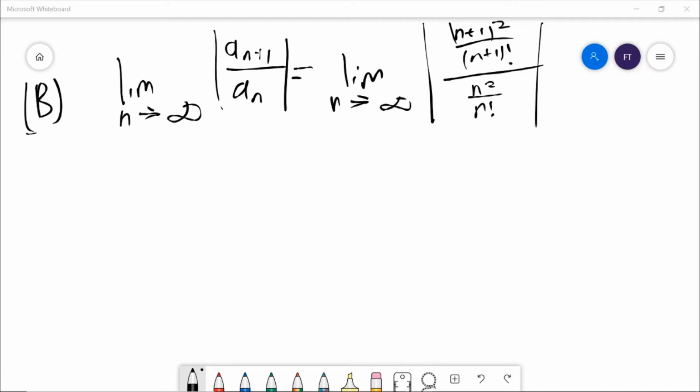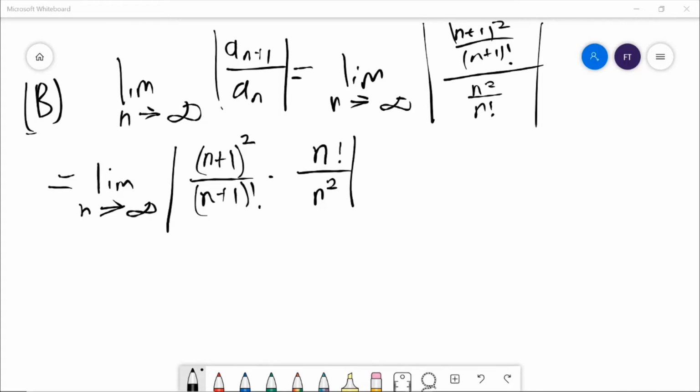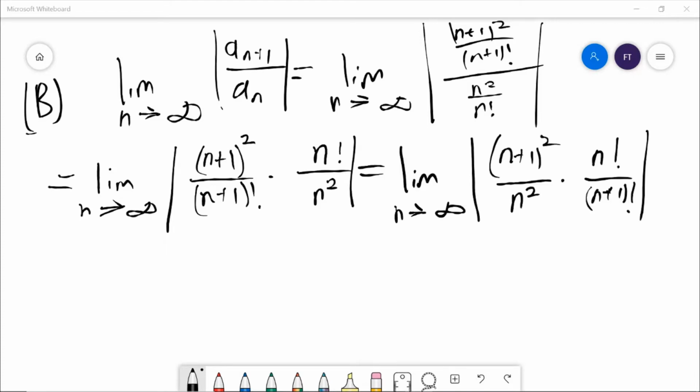Thus we get this as limit as n goes to infinity of n plus 1 squared over n plus 1 factorial divided by n squared over n factorial. And we may rewrite this fraction as limit as n goes to infinity of n plus 1 squared over n plus 1 factorial times n factorial over n squared. It now helps to combine the terms that are similar to each other in our fraction. So we get this as limit as n goes to infinity of n plus 1 squared over n squared times n factorial over n plus 1 factorial.